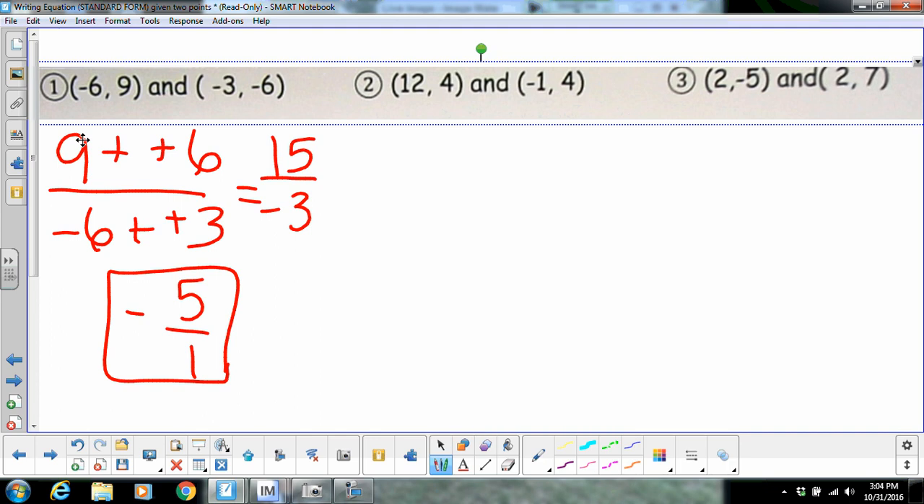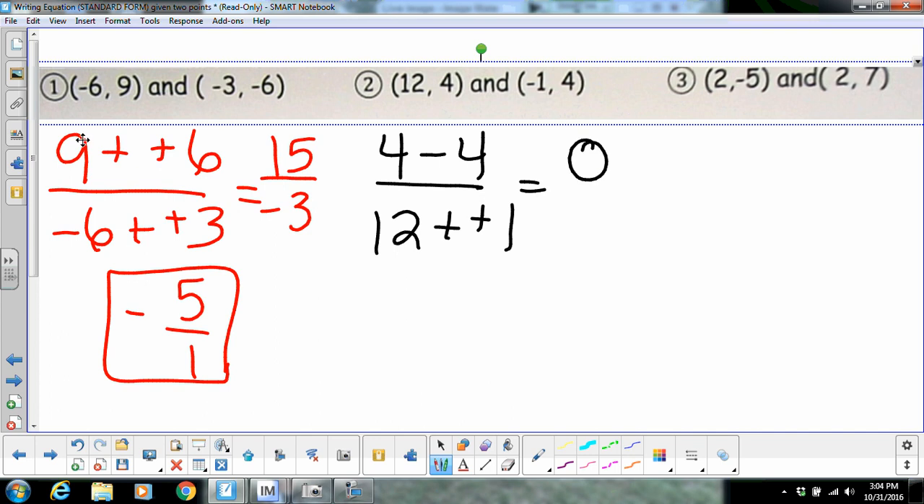All right, same thing over here on number 2. 4 minus 4, 12 minus negative 1. 4 minus 4 is 0. 12 plus 1 is 13. If the 0 is on top, that gives us a 0 slope.